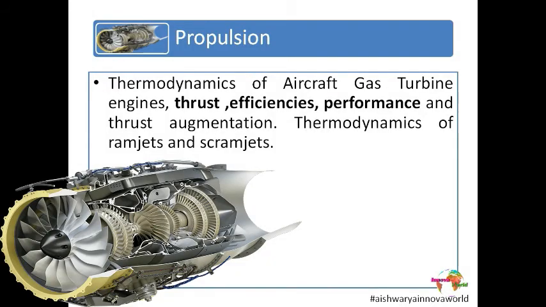Now comes propulsion. Here is the first sector: thermodynamics of aircraft gas turbine engines. Here you have three basic gas turbine engines: turbojet, turboprop, and turbofan. How they are interrelated, and especially in turbofan, you have to focus on the formula based on the bypass ratio. And how these three categories are related with thrust, efficiency, performance, and its characteristics. Then comes thrust augmentation and its formulae, which is very important. Then ramjet and scramjet, what the formula is, it's very important, and the thermodynamic cycle.